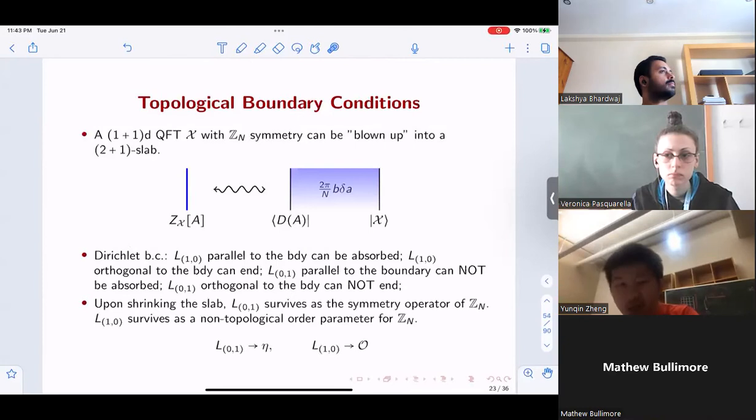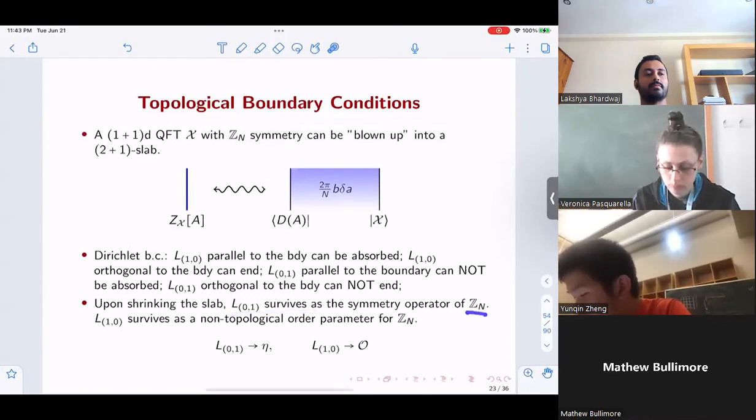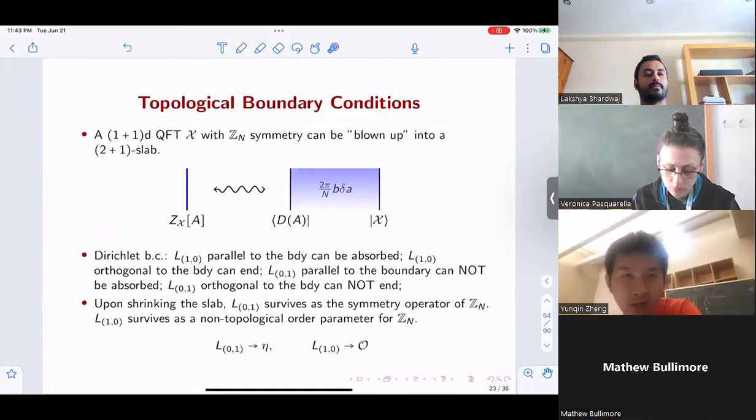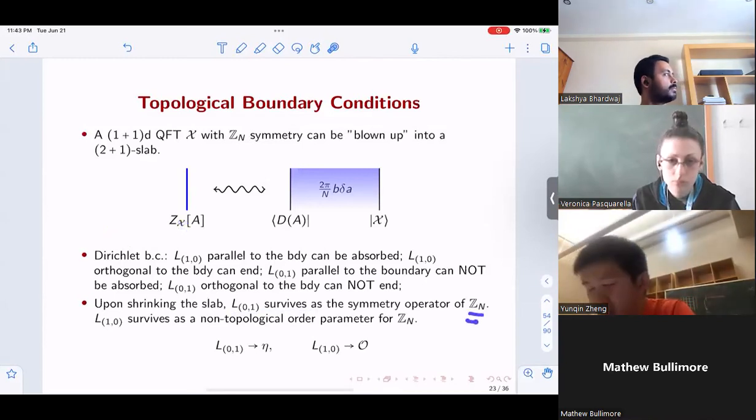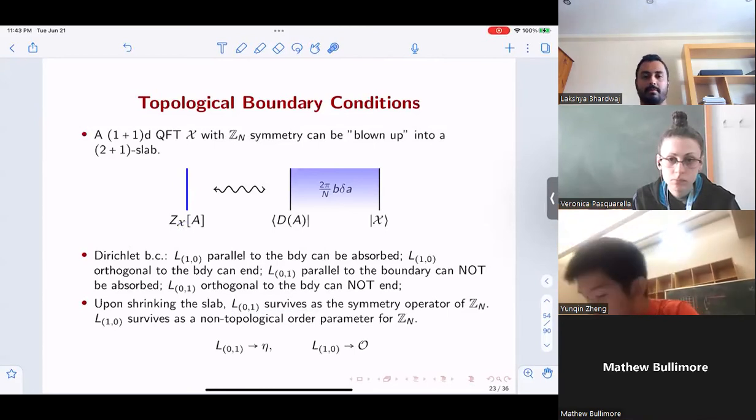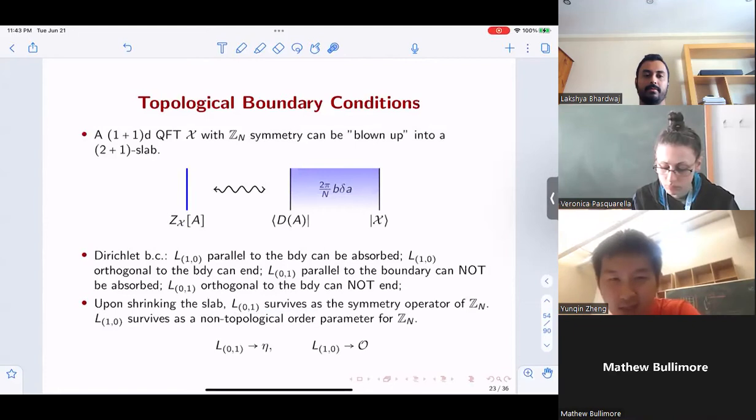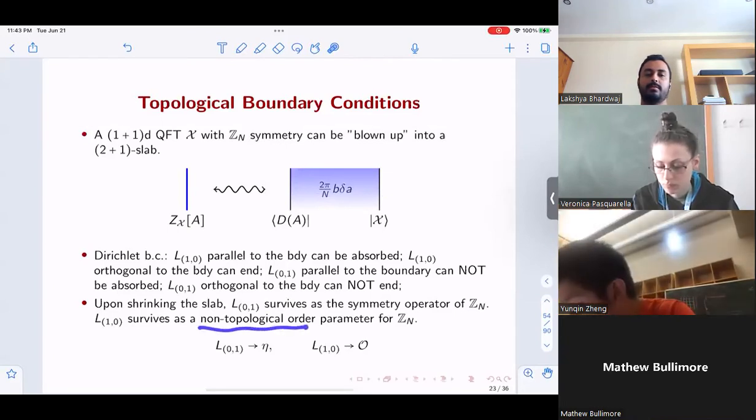As a consequence, upon shrinking the slab, the (0, 1) line survives as the symmetry operator of the Zn, eta hat, which generates the Zn symmetry. But the only way the (0, 1) line can survive is if we put it orthogonal to the boundary, and upon shrinking, it becomes a point operator. Because it has to end on the non-topological boundary side, this point operator is not necessarily topological. So in general, it's an order parameter of the Zn, but it's in general non-topological.